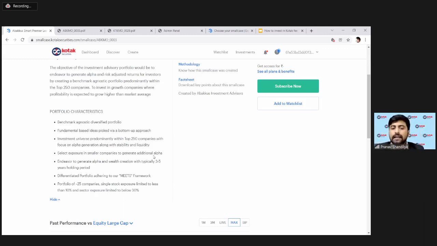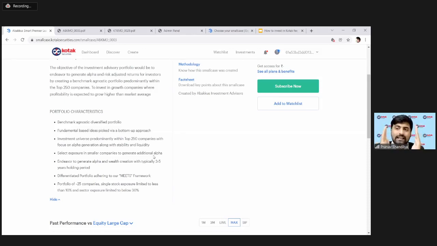Now, the next category we can see is that this portfolio adheres to something called the MEETS framework. Now, what is the MEETS framework? The M stands for management. It means that when Abacus Investment Advisors is deciding how to select stocks in this portfolio, they meet with the management of that particular company, and figure out if the management is strong enough to run the company. And if the management is strong enough, they categorize it under good management, that is M.